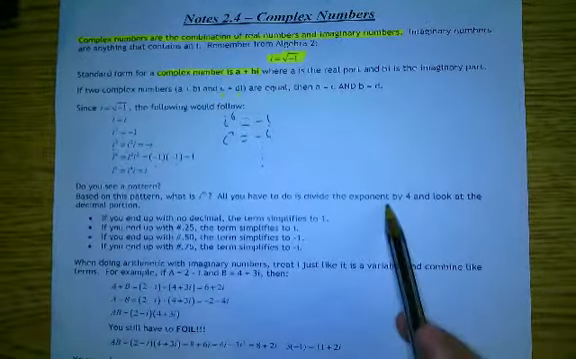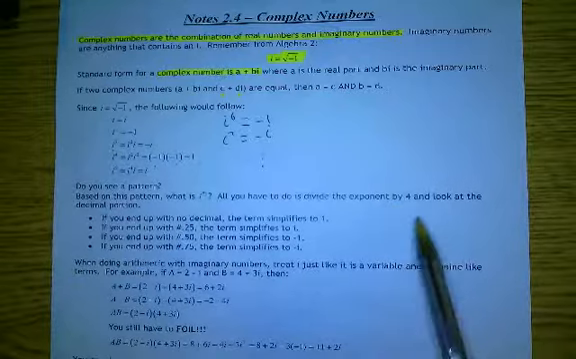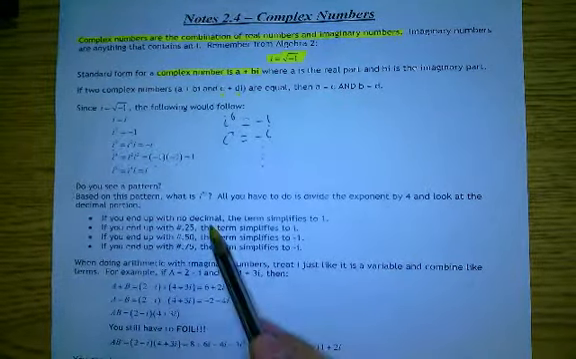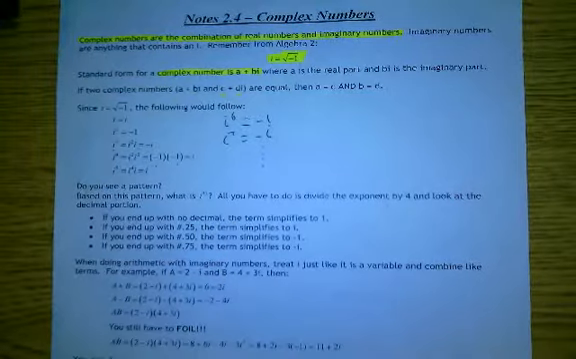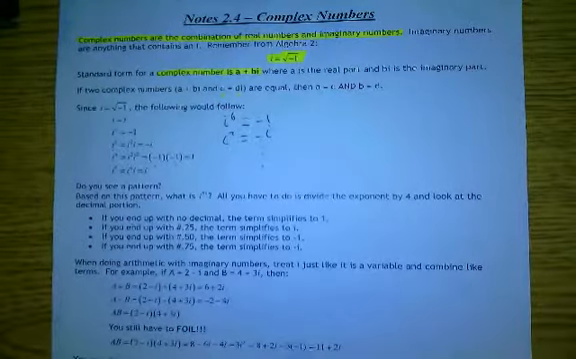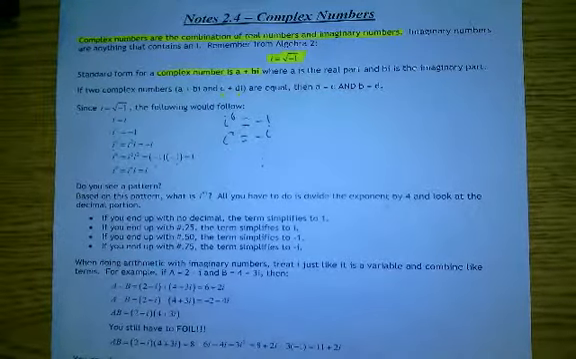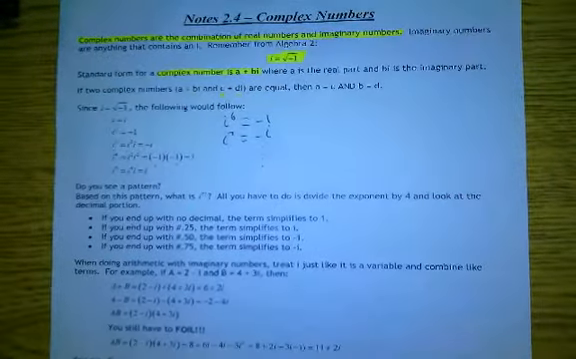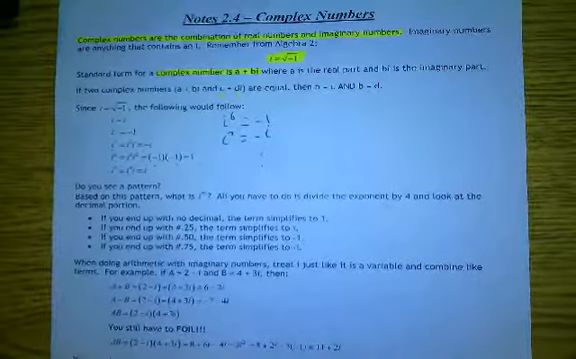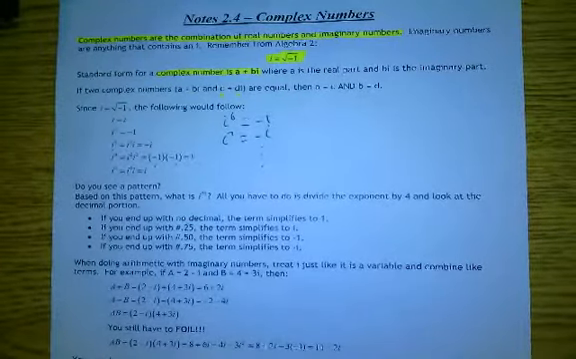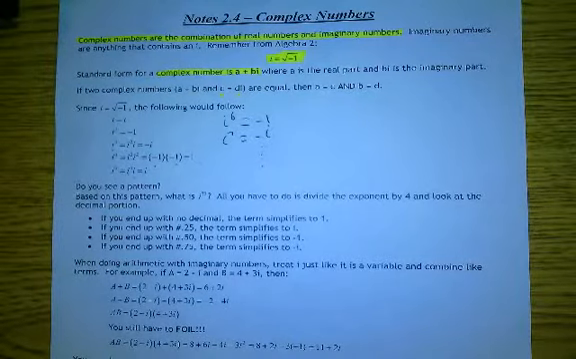So what you can do is take your exponent and divide it by 4. If you end up with no decimal, so if you get a whole number, that means the value simplifies to 1. If you end up with a decimal of 0.25, then it simplifies to simply i. If you end up with a decimal that is 0.5, then it's -1, and if you end up with a decimal that is 0.75, you get -i.